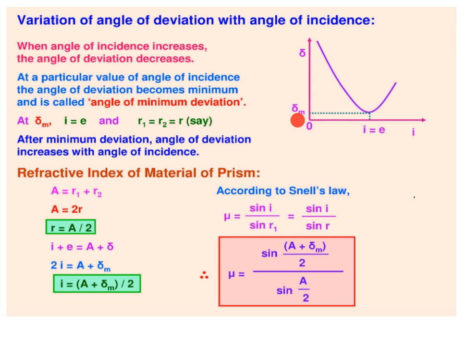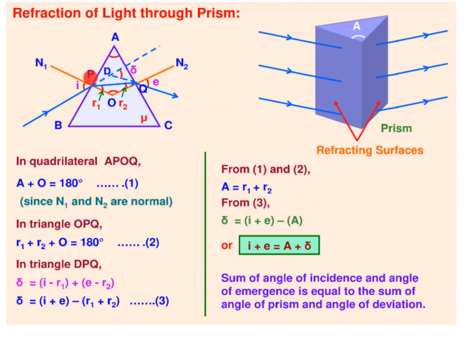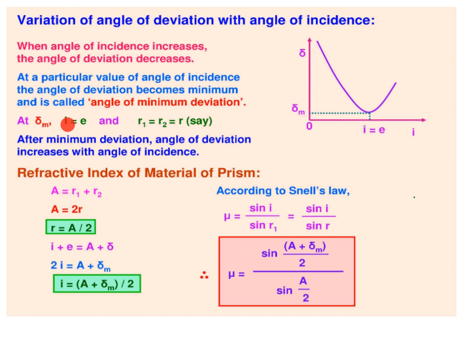Then if we consider the path B, P, Q and C, by the principle of reversibility of light, I is equal to E, and R1 is equal to R2 is equal to R. Therefore, after minimum deviation, the angle of deviation increases with the angle of incidence.